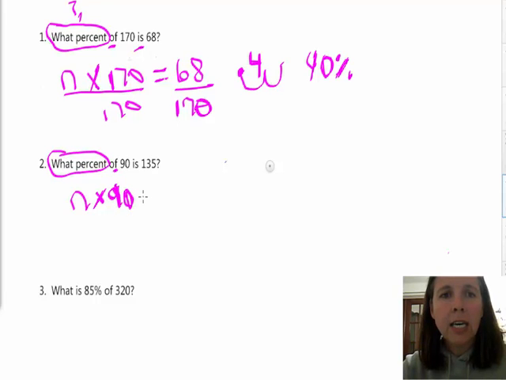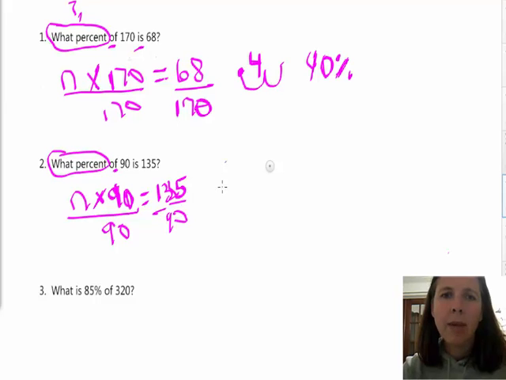90 is 135. I'm sorry, this pen is going to drive me crazy. So n times 90 is 135. So then we're going to divide by 90. Oh, this pen is driving me crazy.